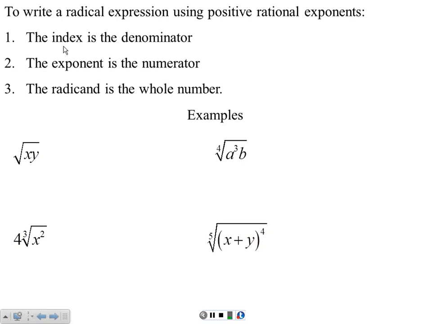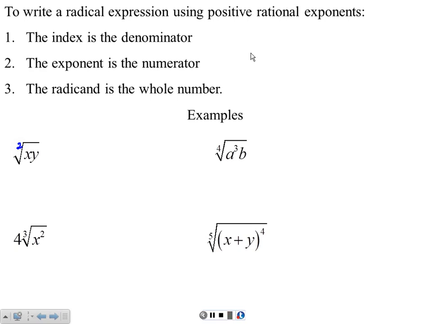So the index is your denominator, so this is a square root. The index is your denominator. The exponent is your numerator. It's still power over index, and the radicand is the base. The radicand is the base.